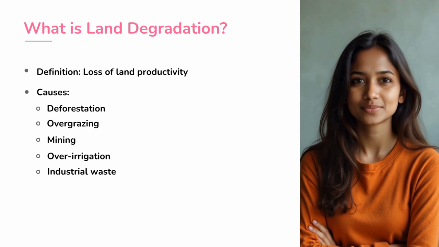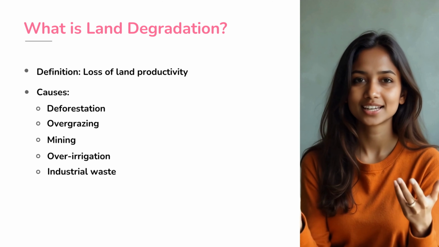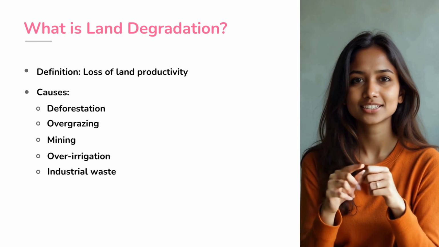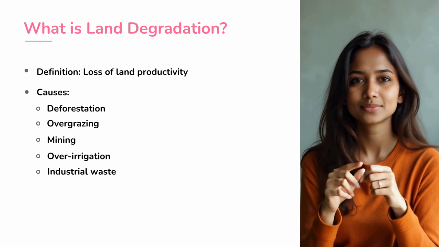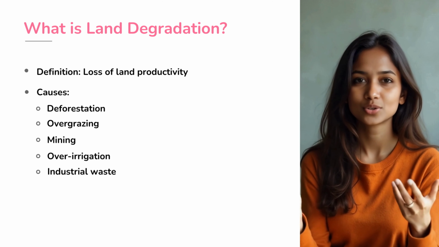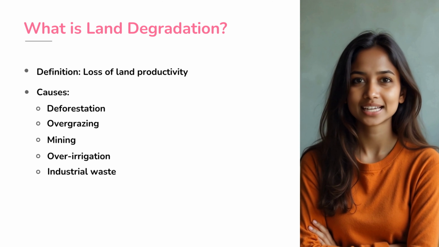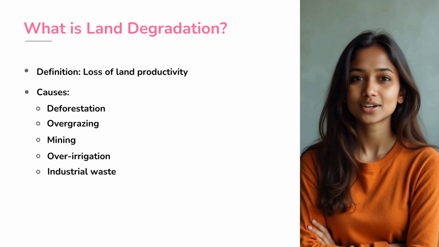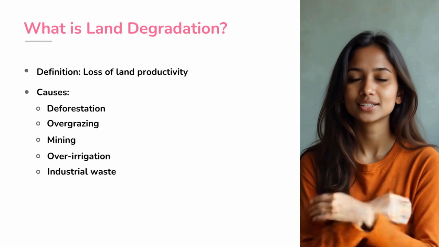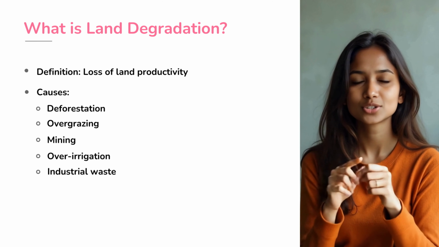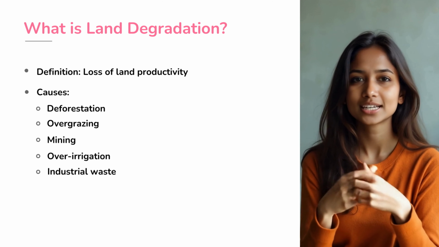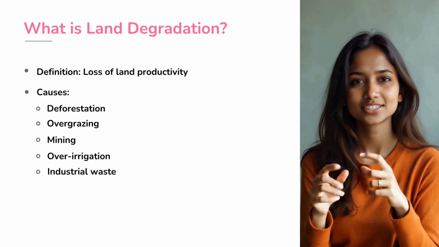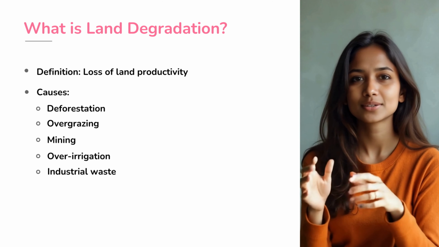Let's break it down. Land degradation means the land is getting damaged, it's losing its ability to grow crops, support forests, or sustain human life. Why does it happen? Well, a lot of the blame goes to us, cutting down forests, letting animals overgraze, mining the earth for minerals, overusing irrigation, and dumping industrial waste on soil. In short, when we misuse land, nature stops cooperating. And that leads to a crisis, both environmental and human.